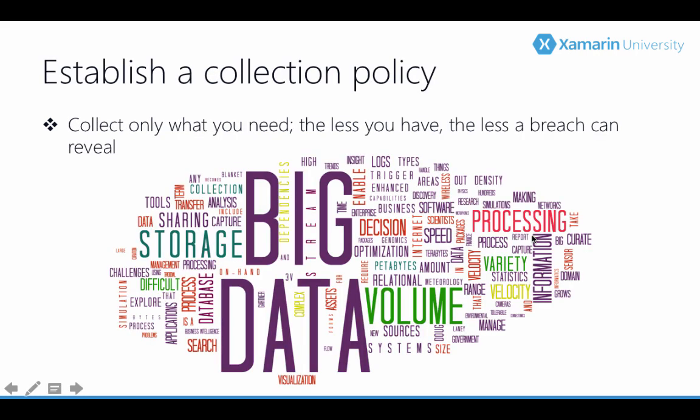The easiest way to avoid problems with disclosing user data is to avoid collecting it in the first place. If you don't have it, you can't reveal it. Generally, you should collect the minimum amount of information you need for your app to function. And you should also consider establishing a collection policy, and this will let your users know what data you collect and why you're collecting it.